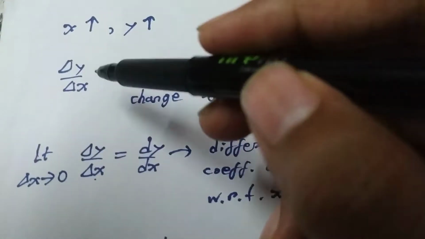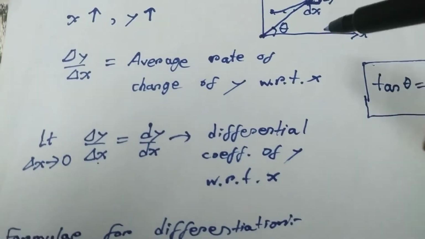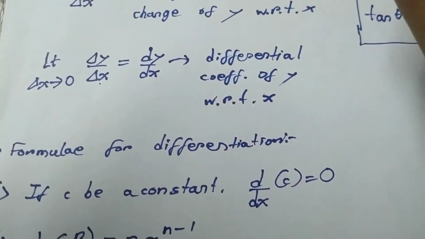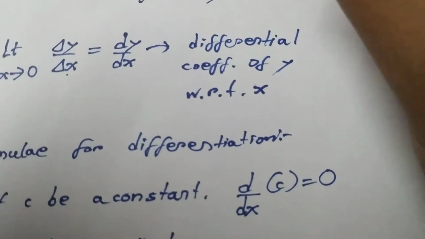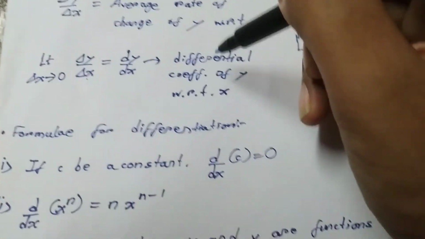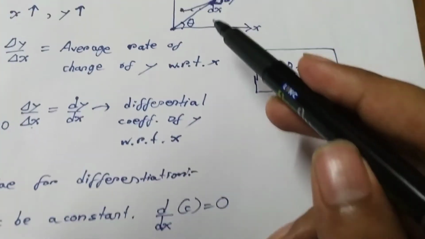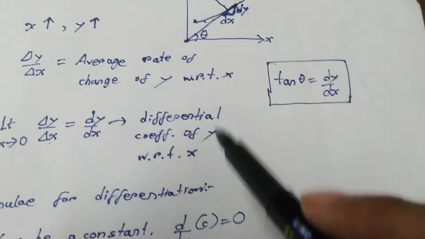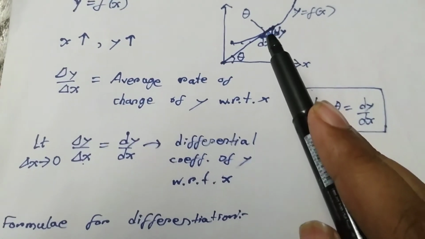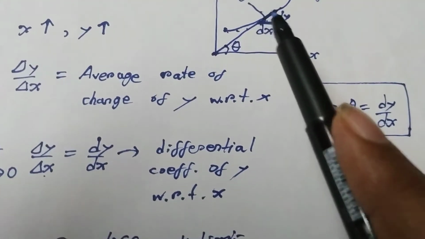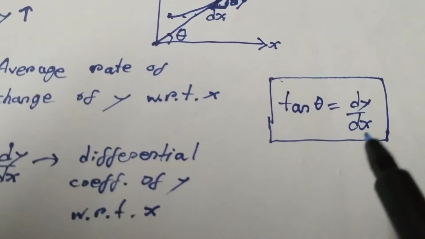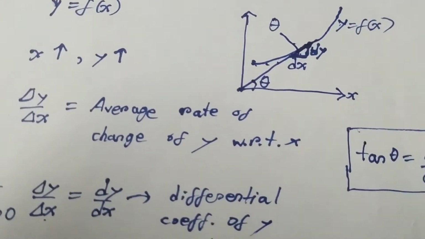Then delta y by delta x is given as the average rate of change of y with respect to x, and if limit delta x tends to 0, that is the change in x is very small, then delta y by delta x changes to dy/dx, which is the differential coefficient of y with respect to x, that is the differentiation of the curve y equal to f(x) with respect to x. And we derived another important result, that is tan theta equal to dy/dx, that is the slope of the curve at any point is given as the dy/dx of the curve at that point, that is the derivative of the curve with respect to the independent variable at that point.